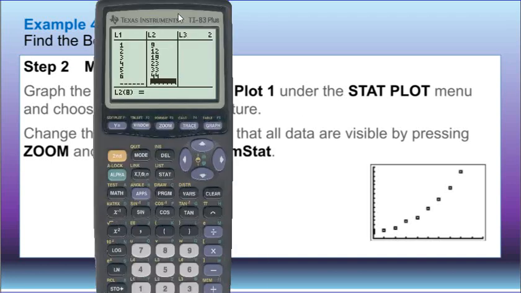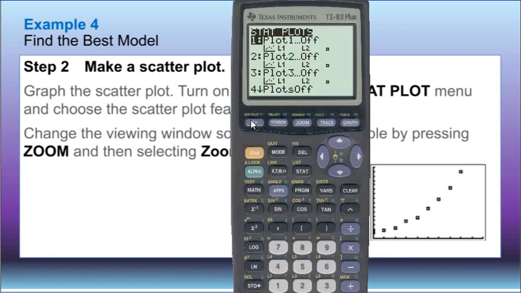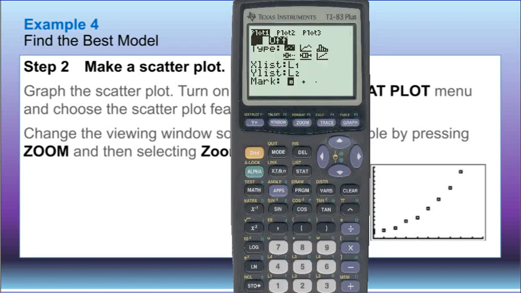So here on our calculator, we need to hit second, y equals, because it says stat plot here. You need to turn this first one on by hitting enter. Turn it on so the black box is there. And then we want to choose this first one, which is a scatter plot. And you want to make sure that these are list 1 and list 2.